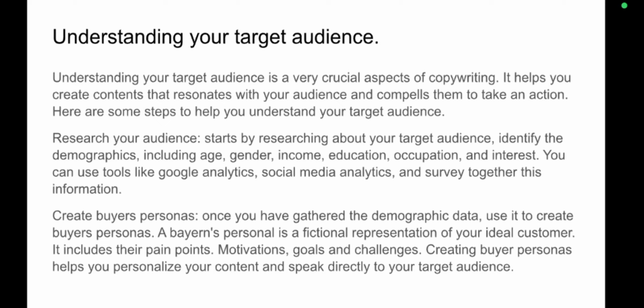Okay, once you have gathered the demographic data, use it to create a buyer's persona. A buyer's persona is a fictional representation of your ideal customer. It includes their pain points, their motivations, their goals, their challenges. Creating buyer personas helps you personalize your content and speak directly to your target audience.